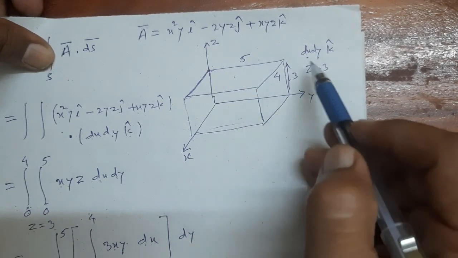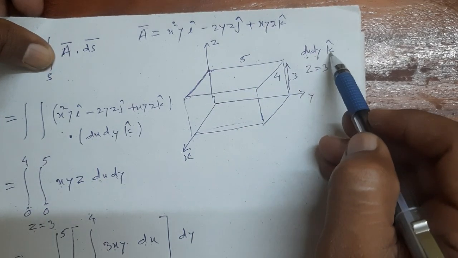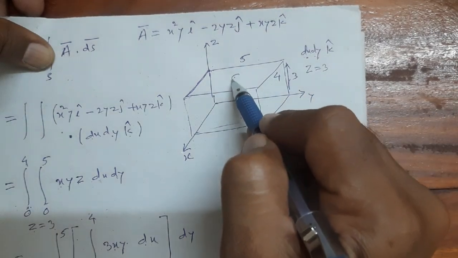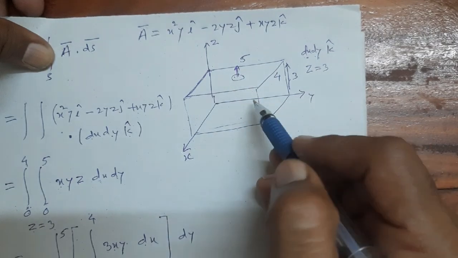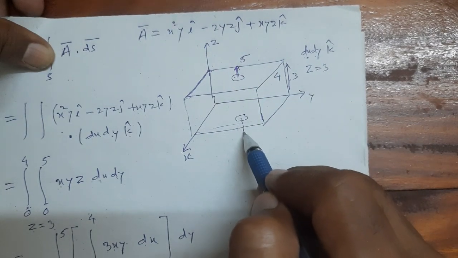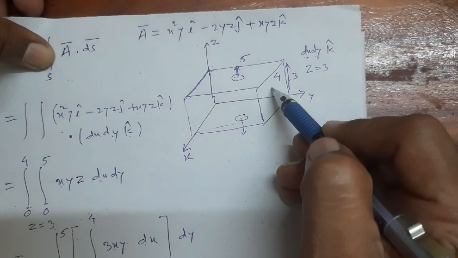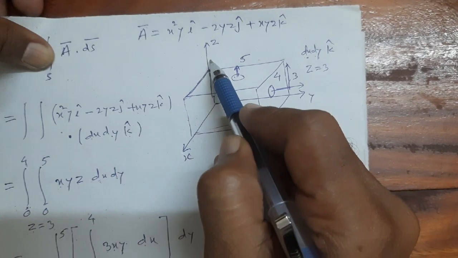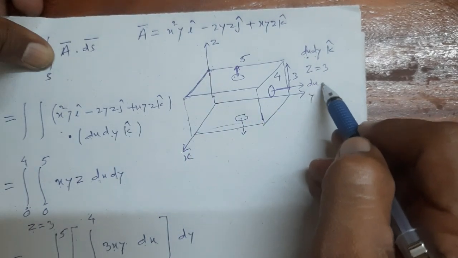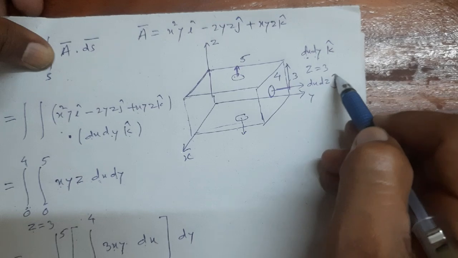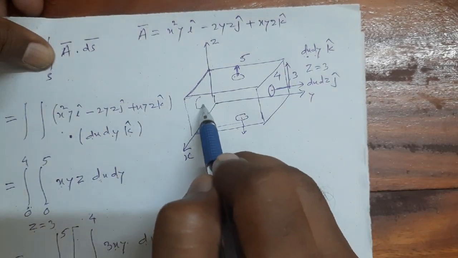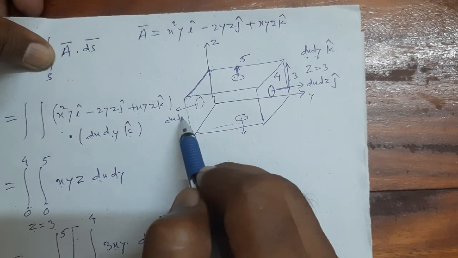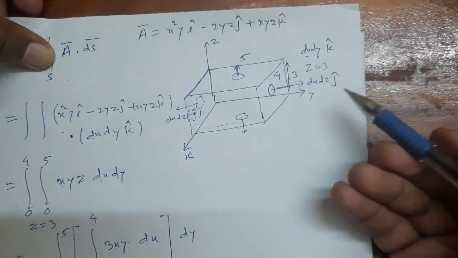For the bottom surface, dx dy remains as it is, but we will have to assume k cap to be minus, that is minus k cap, the direction will be opposite. Therefore for the top the surface will be dx dy plus k cap. For the lower it will be dx dy minus k cap. For the right surface we can say that it is parallel to the xz plane, therefore this will be dx dz and it is along y cap. For the left surface it will be the same dx dz but minus j cap.